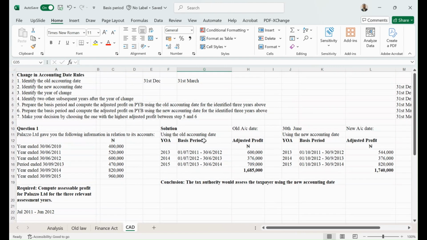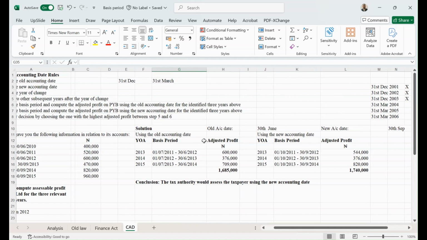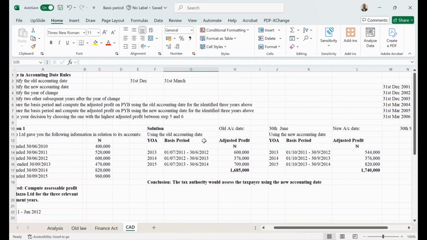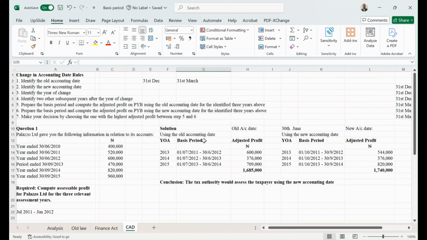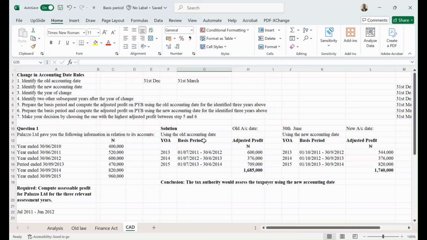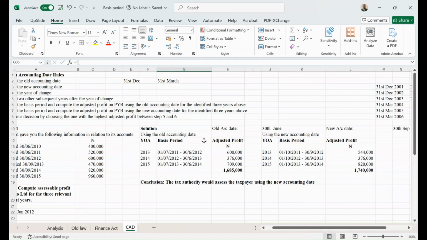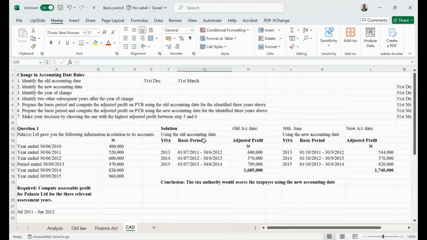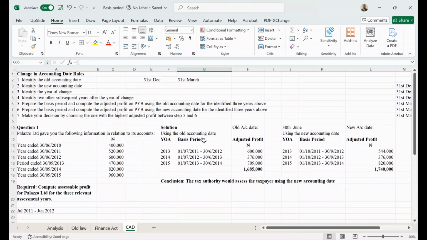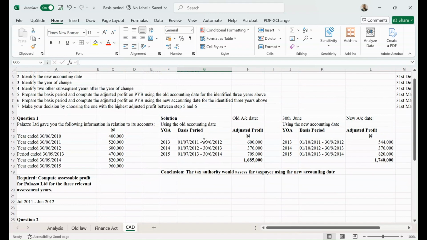So, ladies and gentlemen, thanks for listening. We have come to the end of basis period. We have now looked at commencement, cessation, and change in accounting dates rule. In our next class, I will be introducing you to another strong topic, which is how to compute capital allowance. Once you are able to identify basis period and compute capital allowance, every other topic in class will be as easy as anything.